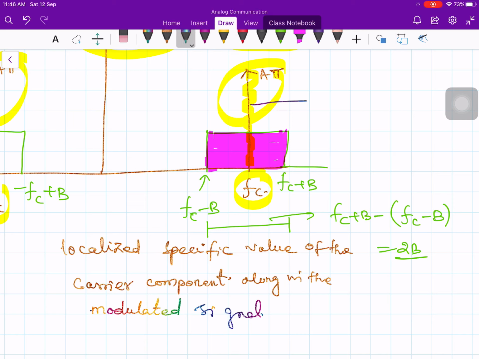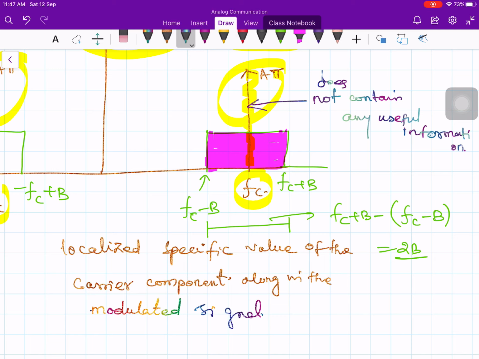But what about this guy? It does not contain any useful information. What will you get from a carrier component? You don't get any information, right? After all, it is a sinusoidal signal. What will you do with a sinusoidal signal? If you give the sinusoidal signal to the speaker, what will you enjoy? Nothing. Therefore, it doesn't contain any useful information. That means the carrier does not contain message wave information. That's what I am trying to say here.